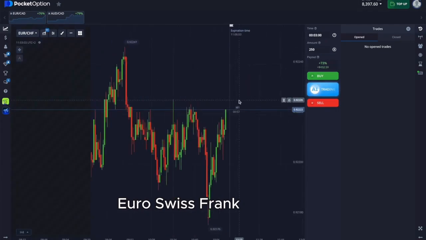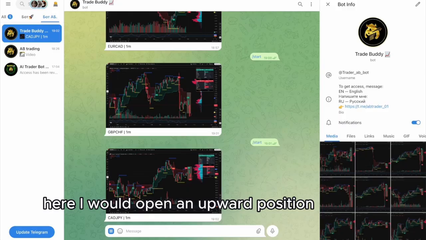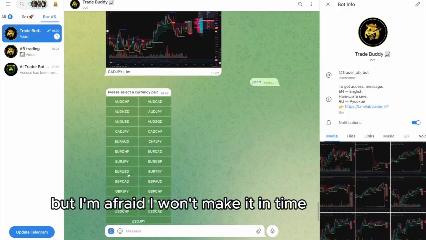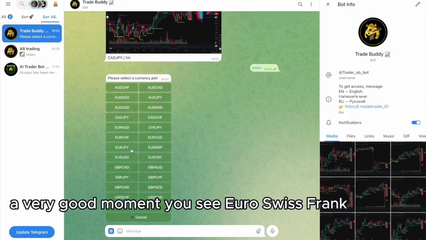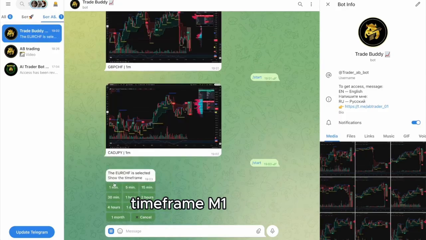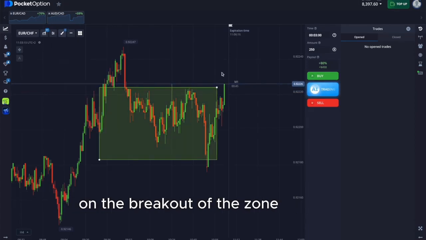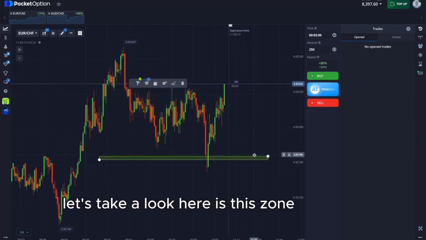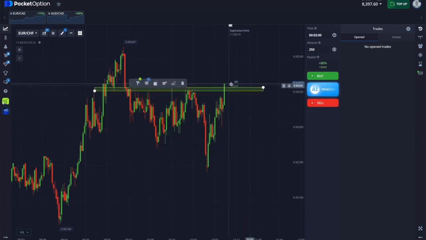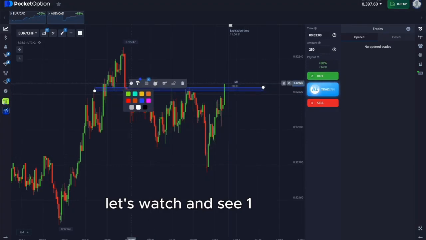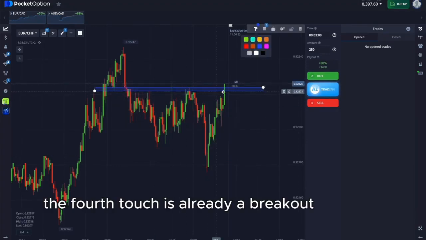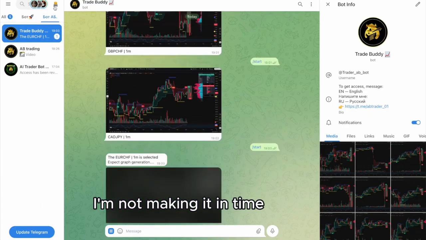Euro Swiss franc. Here I would open an upward position, but I'm afraid I won't make it in time. A very good moment, you see. Euro Swiss franc, time frame M1. I won't make it in time. I would have opened an upward position on the breakout of the zone. Let's take a look. Here is this zone. Let's watch and see. 1, 2, 3. The fourth touch is already a breakout. I'm not making it in time.